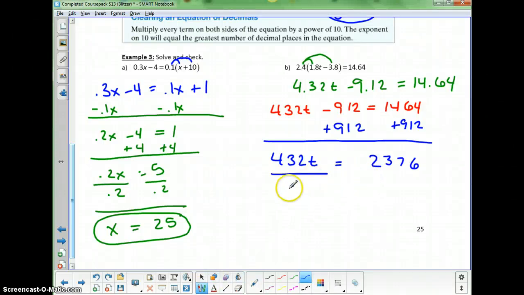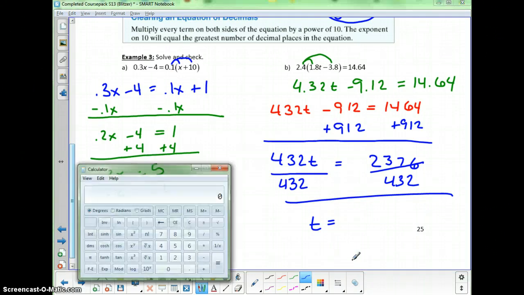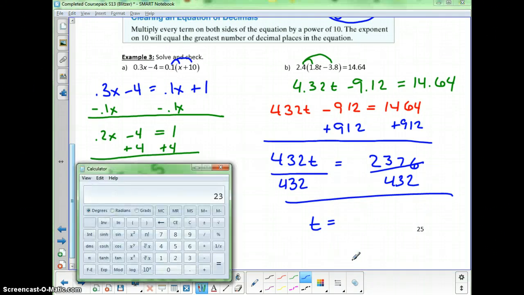My last video got cut short. I was just about to divide both sides by 432 to get my end result right here of t equals 276 divided by 432, 5.5.